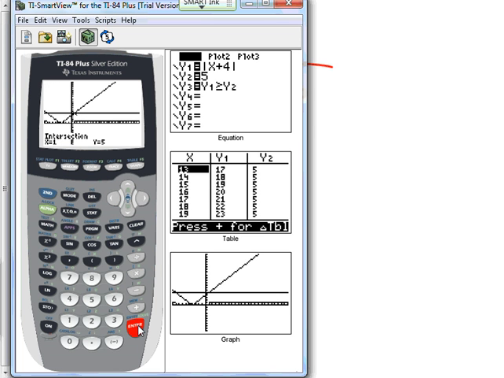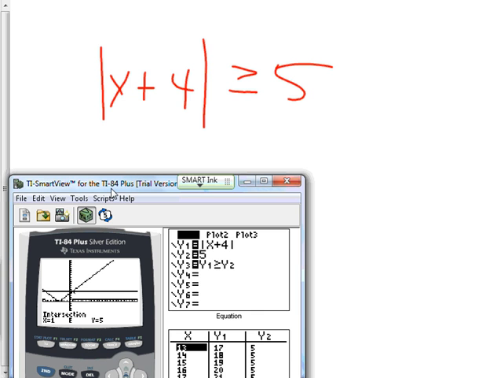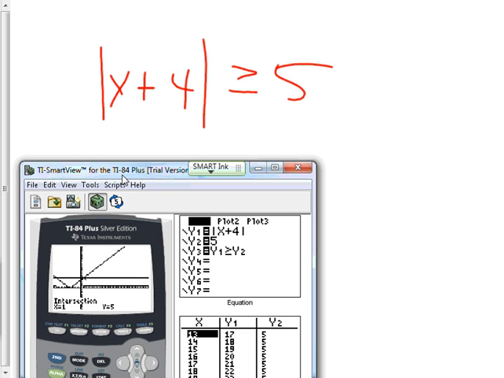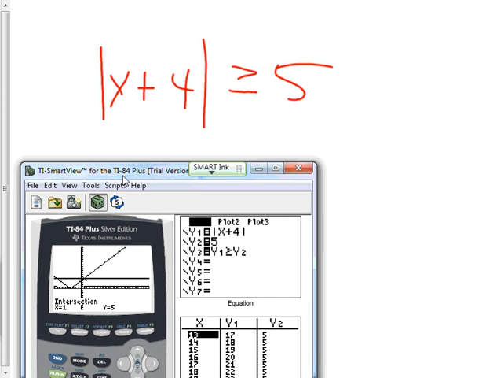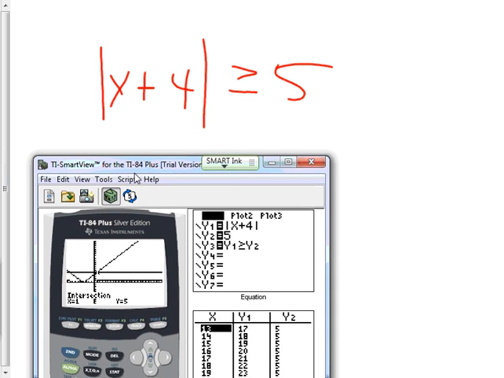If my life depended on it, I'd check that, so I'm going to check quick. If I put in a 1, does that seem like an important point? It comes out to 5. Is 5 greater than or equal to 5? Yes, and it works there. So one of my key points is 1.